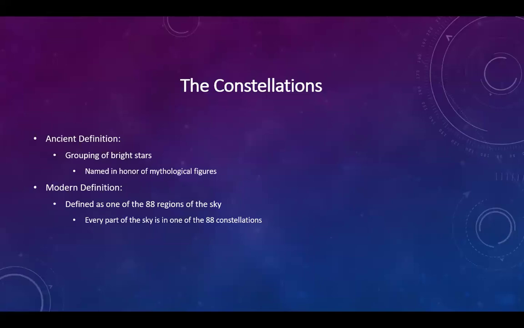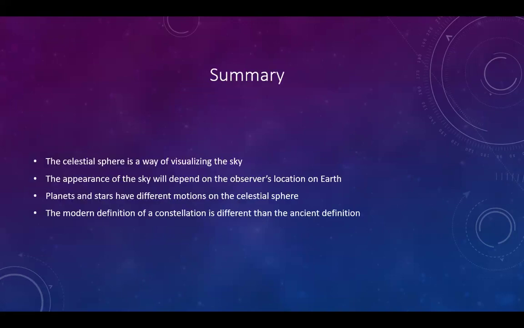So there's a whole naming scheme based on the constellations, based on the brightness of the stars in them. So, the brightest star in the constellation is Alpha, and so on. I believe that's the story. So the celestial sphere is a way we can visualize the sky. The appearance of the sky will depend on the observer's location on Earth.